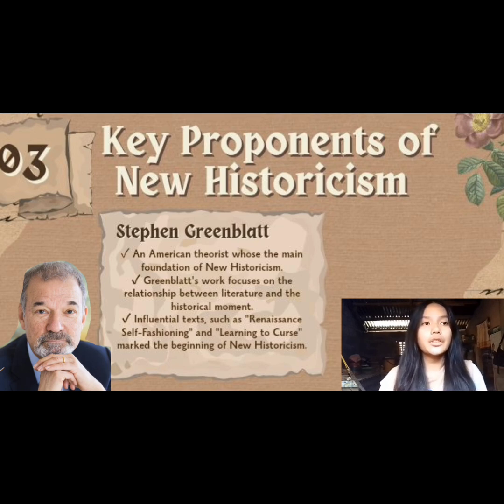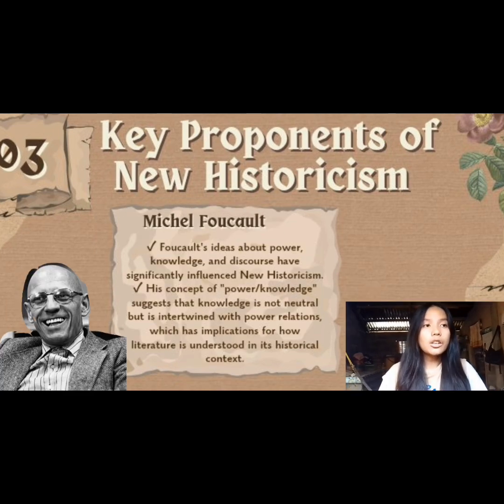Another significant figure is Michel Foucault. Although not a new historicist himself, Foucault's ideas about power, knowledge, and discourse have significantly influenced the movement, or the new historicism. His concept of power and knowledge suggests that knowledge is not neutral but is intertwined with power relations, which has implications for how literature is understood in its historical context.